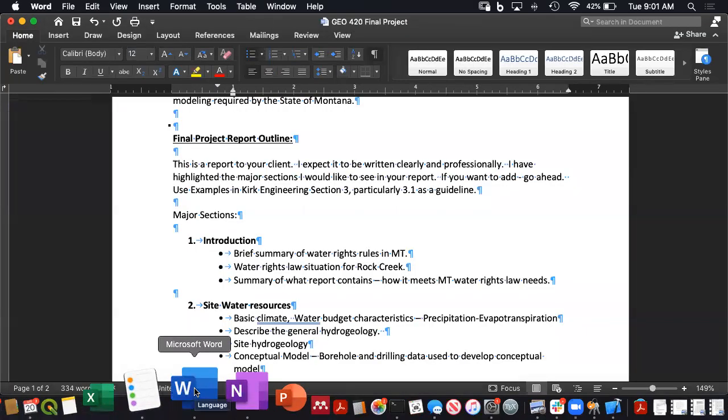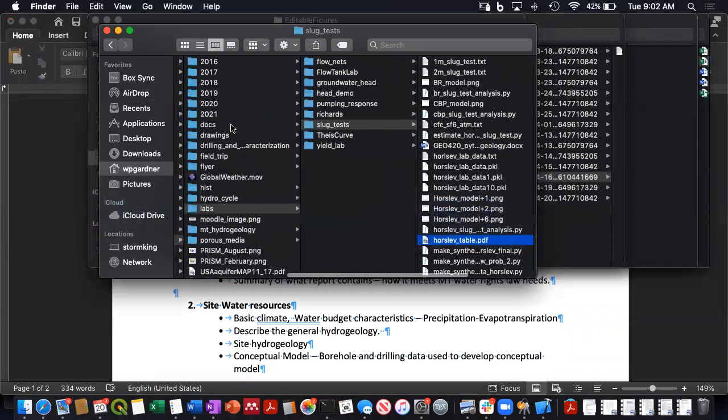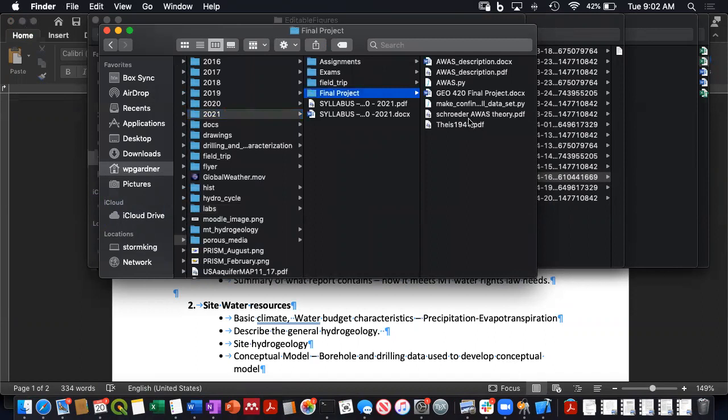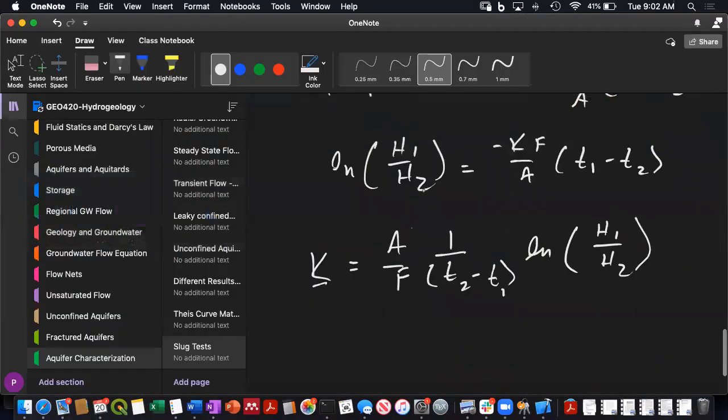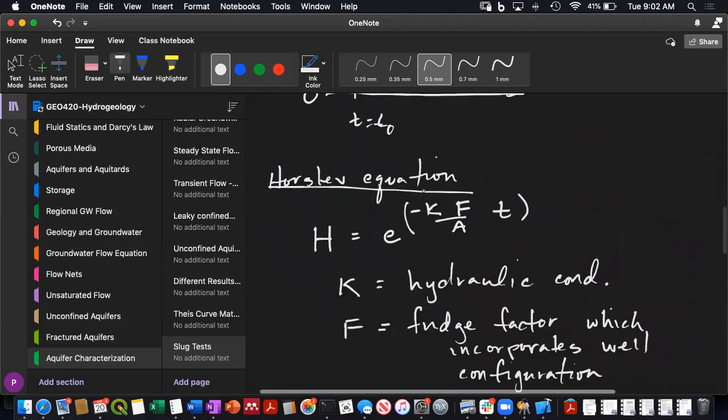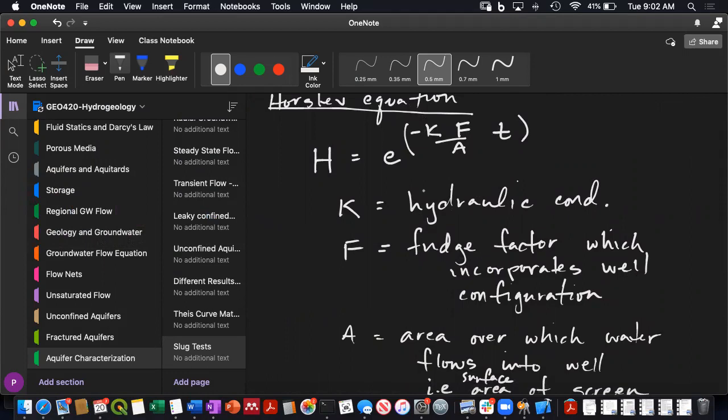I can't remember in the homework, did I ask you guys to calculate it with other methods? Yeah, so Bouwer and Rice. That's the Hvorslev method, the most common way we do it, and a really simple, easy way. I'm trying to decide whether we can do the Bouwer and Rice. I have written Python functionality to do the Bouwer and Rice.